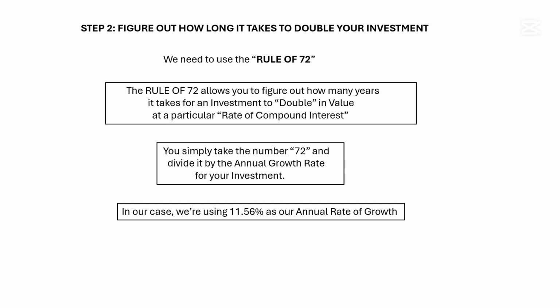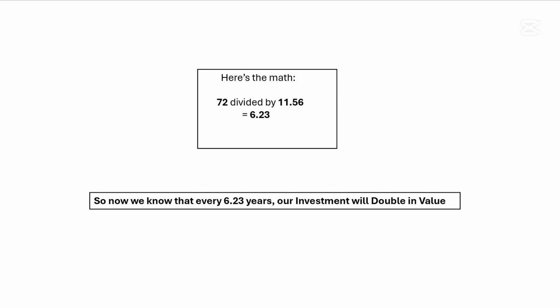Because the rule of 72 allows us to figure out how many years it takes for an investment to double in value at a particular rate of compound interest. So in this case, we simply take the number 72 and divide it by the annual growth rate of the investment. In this case, we're using 11.56%. So here's the math. 72 divided by 11.56 gives us 6.23. So now we know that every 6.23 years, our investment will double in value.